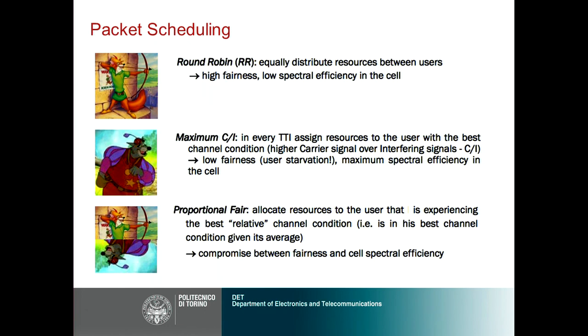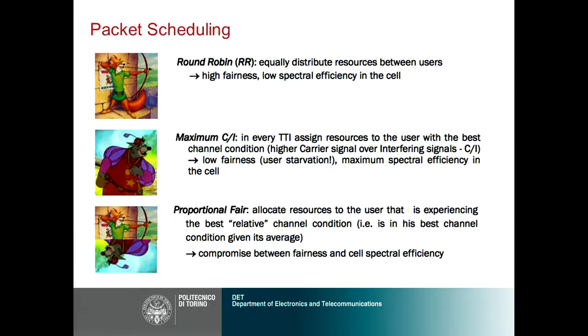Well, the standard doesn't say how the allocation of packets is done by the eNode B. So the eNode B may choose, and this is usually implemented by the manufacturer. There are several packet scheduling techniques that are not in the standard. The easiest one is, for example, round robin.